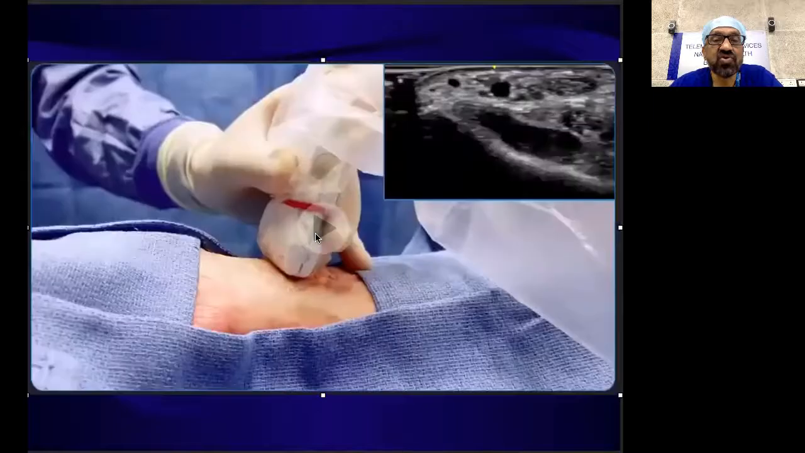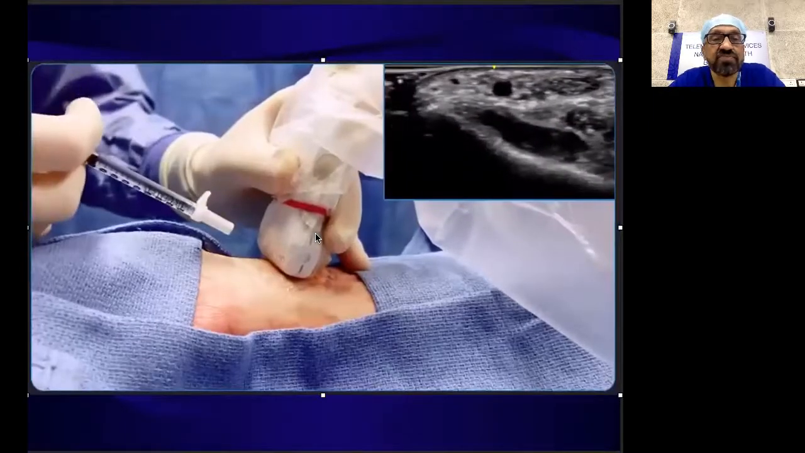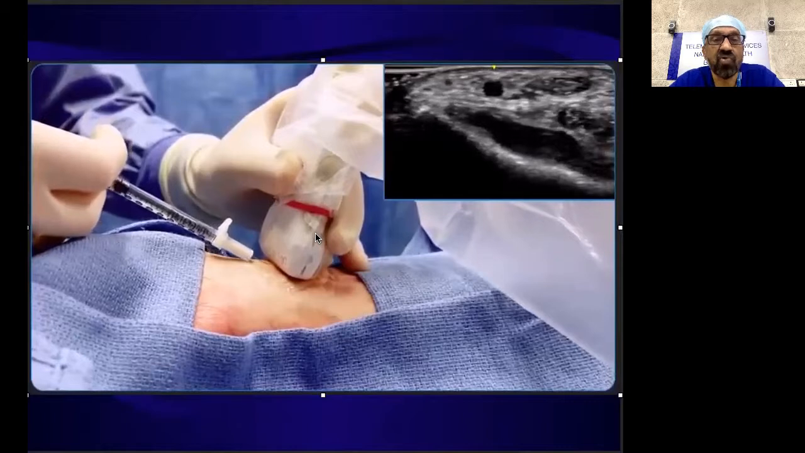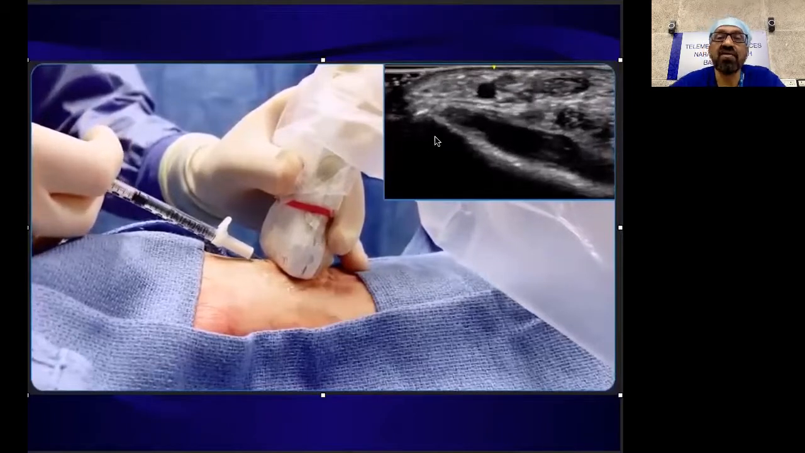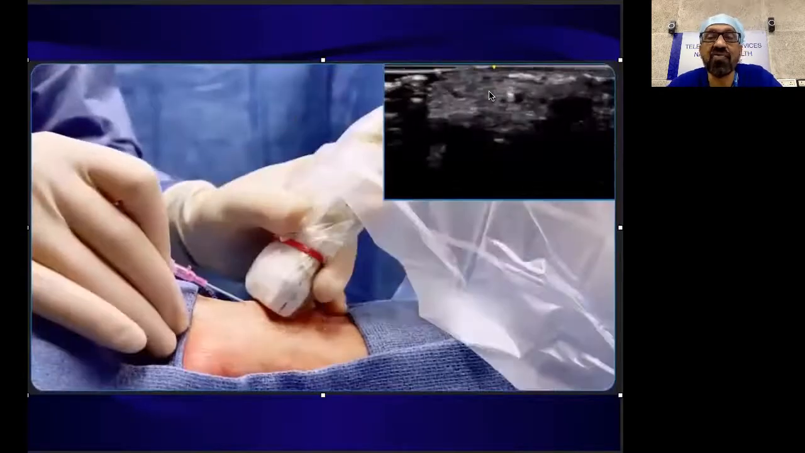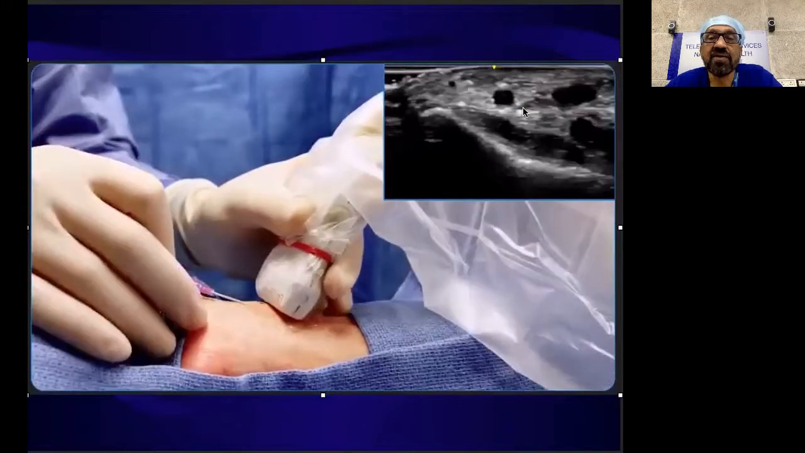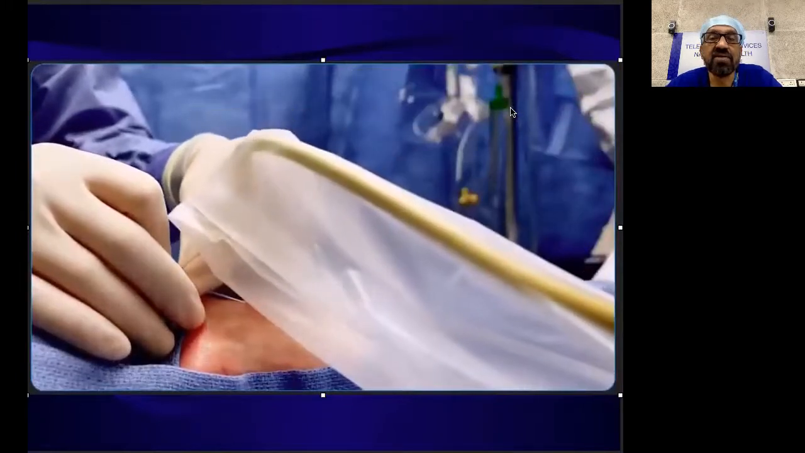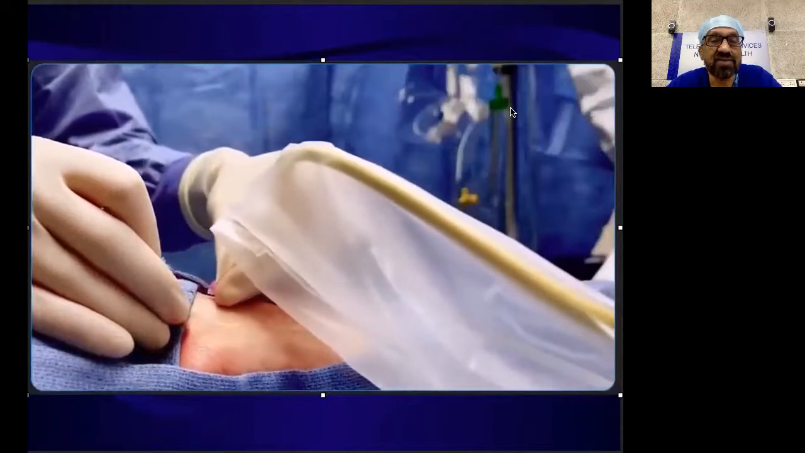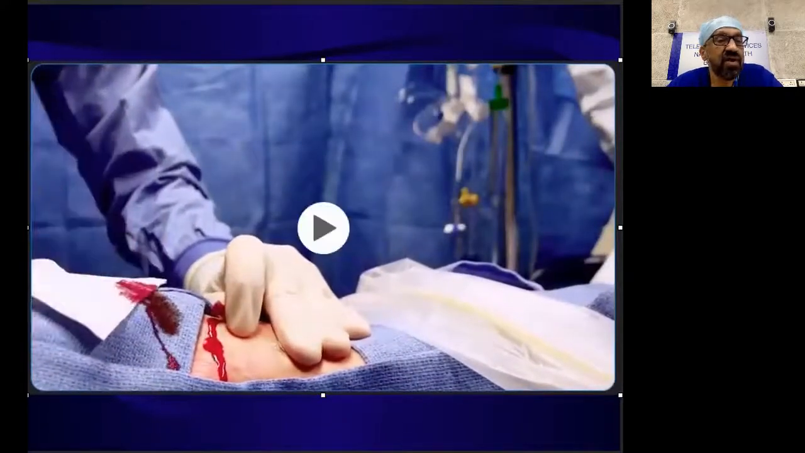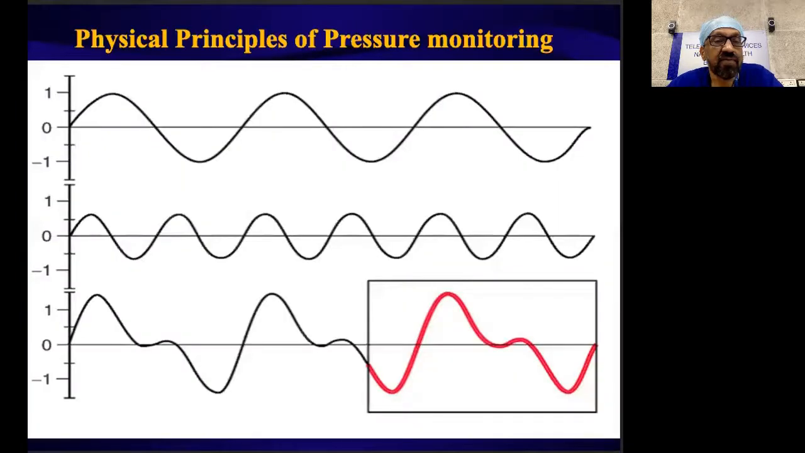The next video shows the use of ultrasound to cannulate the radial artery. The local anesthetic infiltration is being done around the artery, and that can be seen in the video here. The cannula is inserted into the radial artery using the ultrasound guidance, and then the catheter is passed into the arterial location.